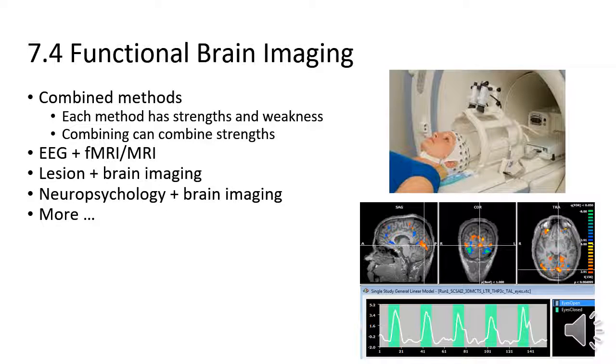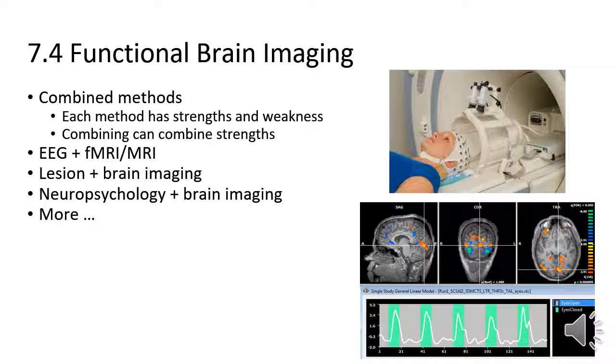In imaging, it's become more and more common to combine techniques. So as you probably picked up throughout this section, every method has its strengths and its weaknesses, and combining techniques can combine strengths. So a really great combined method is EEG plus fMRI or structural MRI. EEG has good temporal resolution, poor spatial resolution. fMRI has really good spatial resolution and poor temporal resolution. So you add them together and you get good spatial and temporal resolution.